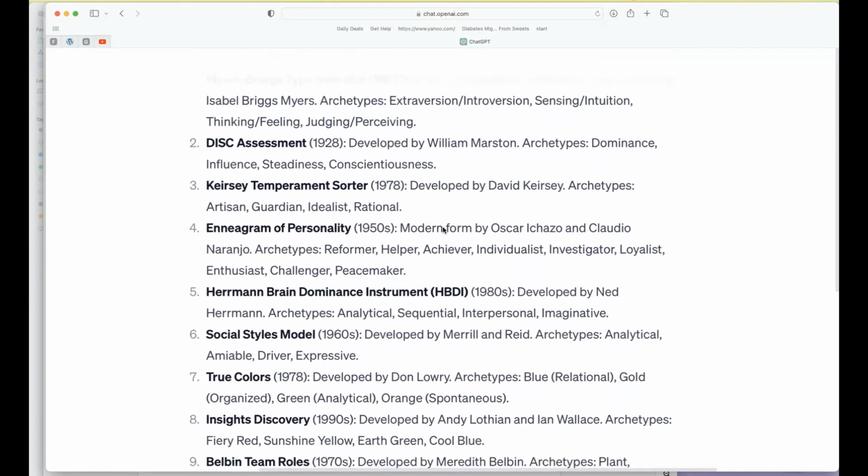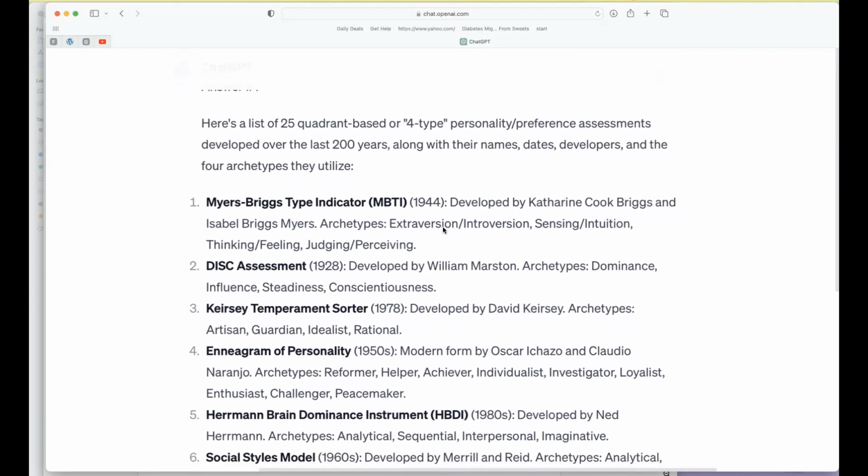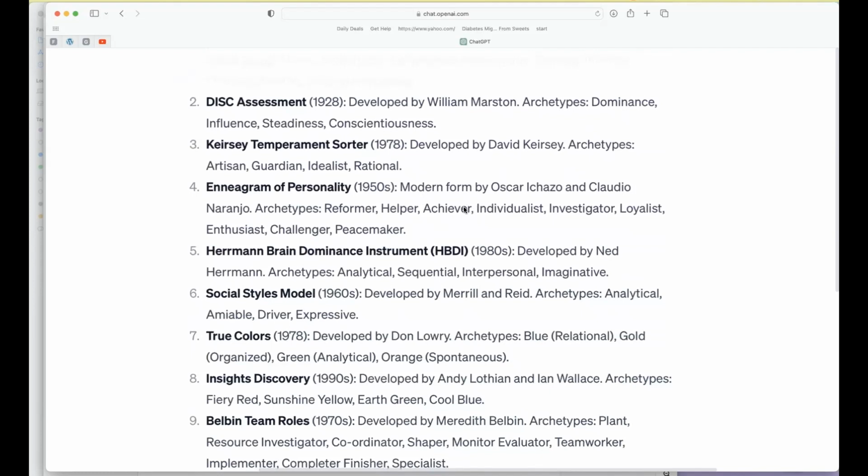Then we go to the Enneagrams. The Enneagrams are not a 4 type. So again, it's like, chat, can you just do what I ask you to do? But yeah, there's a lot more there. I think there's 5 or 8 total. What is the Enneagram? What do they say? Yeah, there's 1, 2, 3, 4, 5, 6, 7, 8, 9. There's 9 types. Yeah.